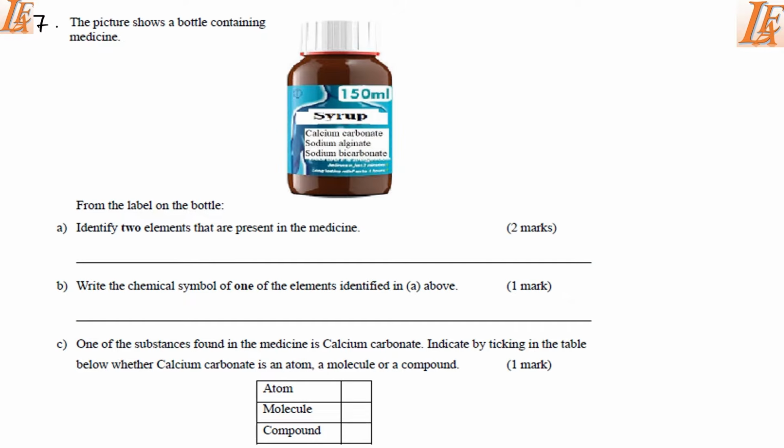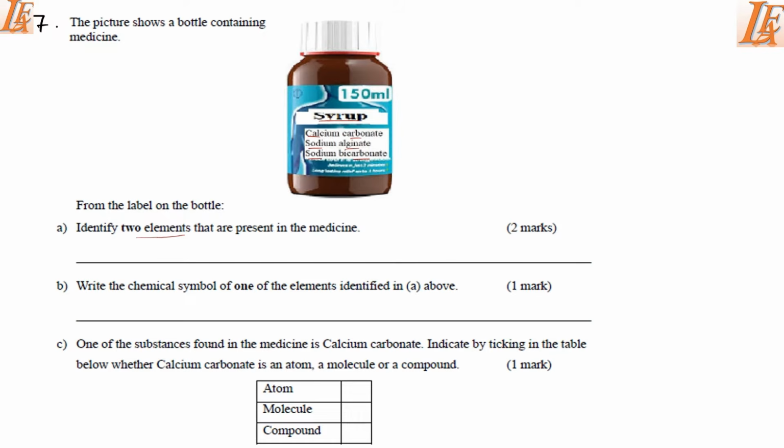The picture shows a bottle containing medicine. So here we have a bottle which is written as syrup, and it has other writings, like in this case we have calcium carbonate, we have sodium alginate, and then we have sodium bicarbonate. And then the first question: from the label on the bottle, identify 2 elements that are present in the medicine.